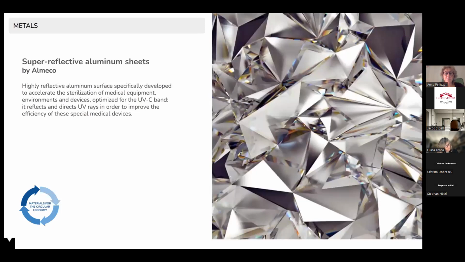And instead, when it comes to materials that would support circular economy in use, this is a material from Almeco that is a super reflective sheet that would help maximize the luminosity of the LED of the lighting device. So clearly, getting the most out of your lighting source would also help in energy saving during the life of the product. So materials can also be used for that.